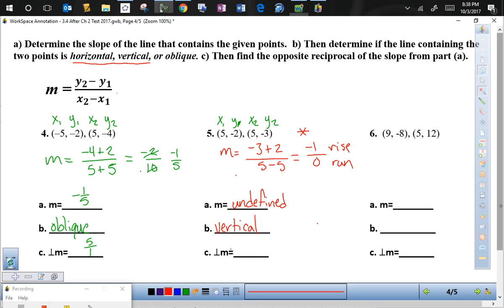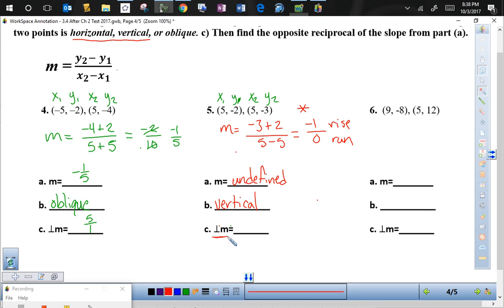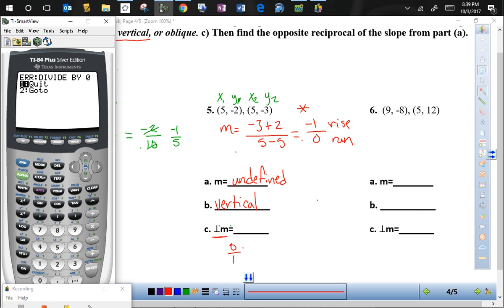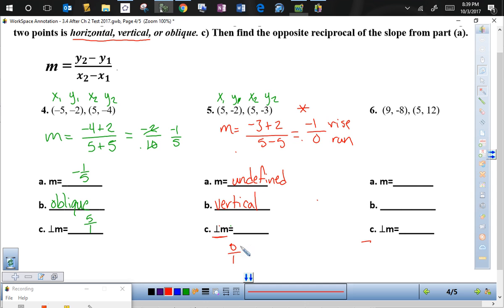Now, for this perpendicular slope, the opposite reciprocal, we'll take this fraction and flip it over, take the opposite just like we did before, and see what happens here. Okay, opposite of a negative is positive, and then it's 0 divided by 1. Now 0 divided by 1 will actually work in your calculator. If you type that in, you get a 0. If 0 is on the top, we're okay. And it just reduces to 0.